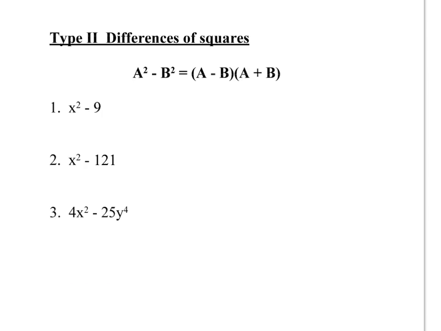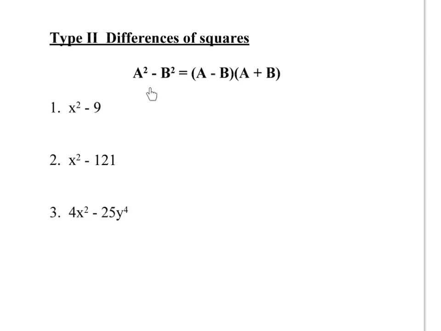Okay, let's do our next type of factoring, which is factoring differences of squares. This is one of our special products. We're going to factor a two-termed expression. This is a binomial, so it's a two-termed expression where each of our terms are perfect squares. Notice that x squared is a perfect square, it's x squared, and 9 is a perfect square, it's 3 squared.